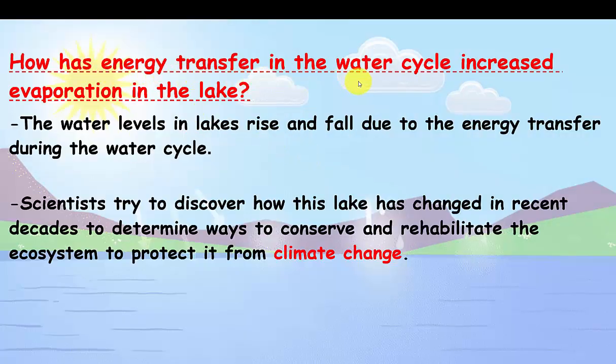How does energy transfer in the water cycle increase the evaporation in that lake? When the water level in lakes rises and falls due to the energy transfer during the water cycle, the level of water rises or falls according to the energy transfer from the sun. When the sun rays fall on the water, it transfers it to water vapor, so the water level in lakes falls down, and it rises up due to the condensation of water vapor to water, so it drives the water cycle.